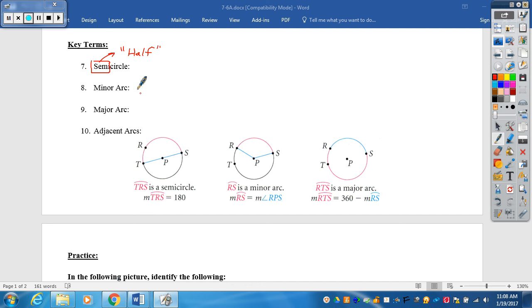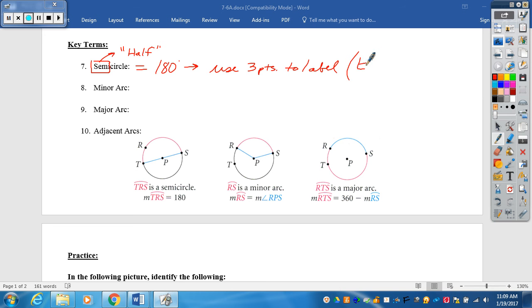Semi-circle, half. Now, if we're talking half of a circle, how many degrees is that? 180 degrees. Okay. Now, when you label these, and this is actually the important part of this section right here, you need to know how to label different arcs. And so you're going to use 3 points to label when you label a semicircle. Now, why would we use 3 points as opposed to 2?